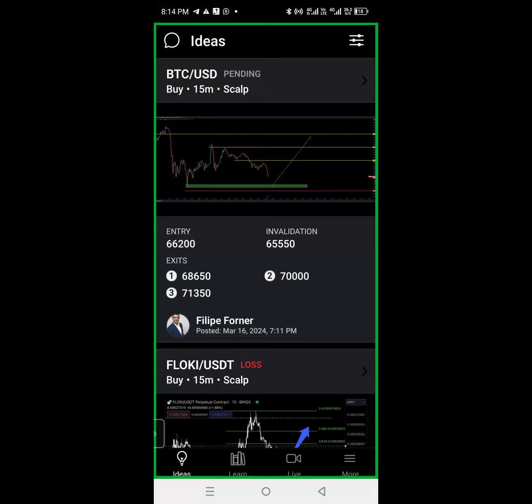The entry here is 66,200. The stop loss, of course, invalidation here is 65,550. And then the exits, which are also TPs. TP1 is 68,650. TP2 is 70,000. TP3 is 71,350. Now let's go back to Bybit.